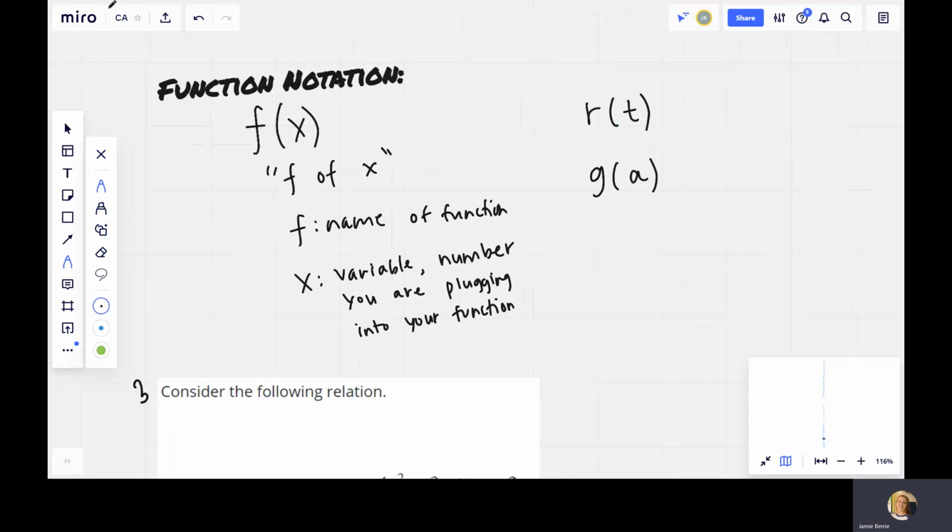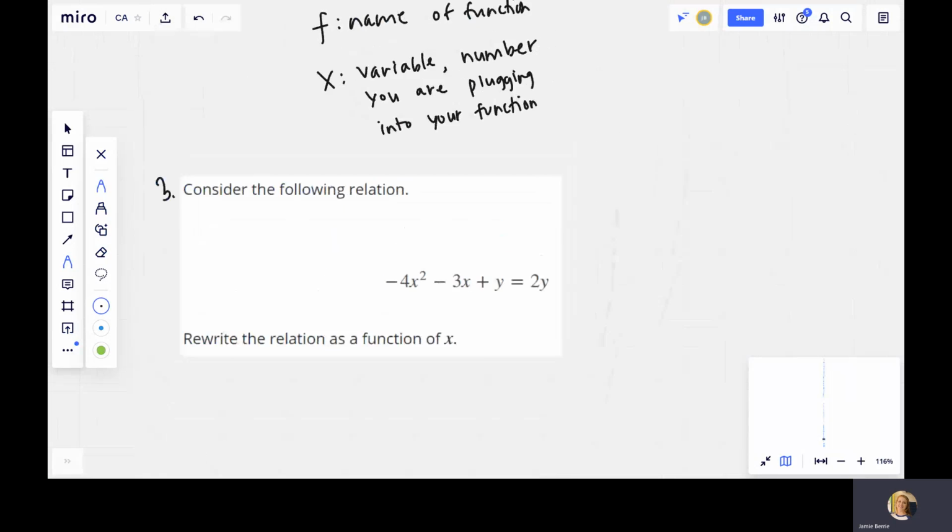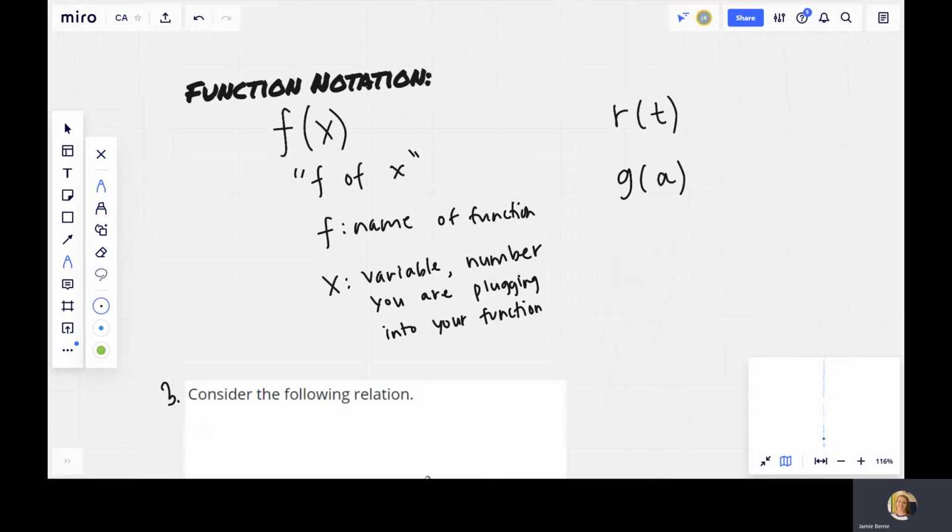All right, this is number 3. It says, consider the following relation. Oh, and I had one more thing I wanted to mention up here, sorry. Function notation, this is just a fancy way of writing y. So f of x is just a fancy way of writing y. So what this says here is that f of x is equal to y. So that means you're going to take your x value, you're going to plug it into your function, and that's going to tell you the y value.